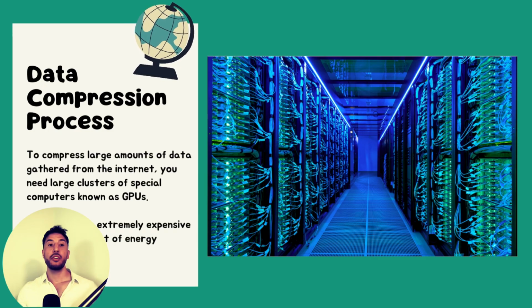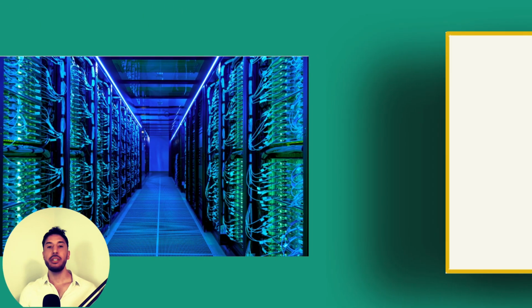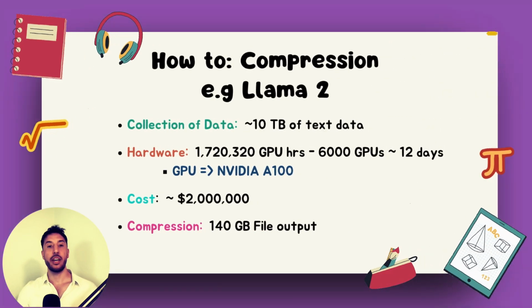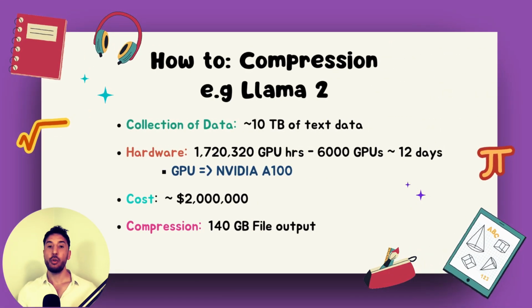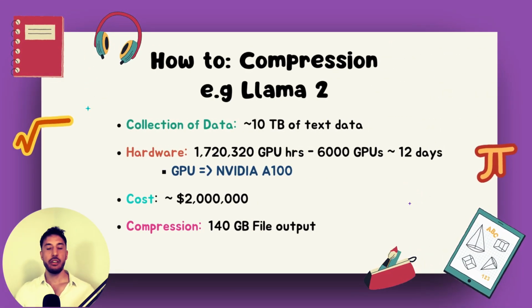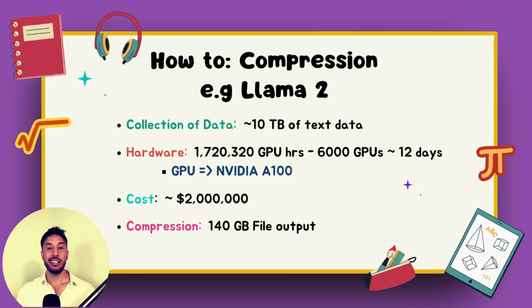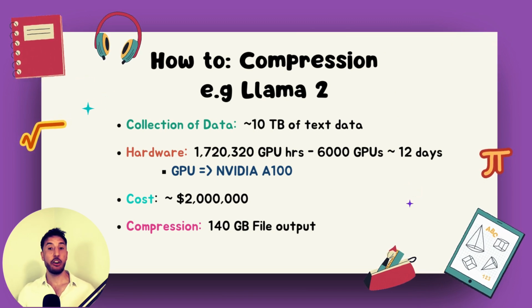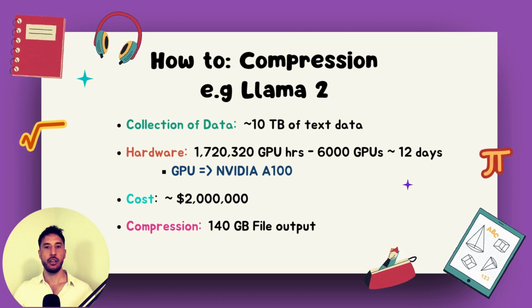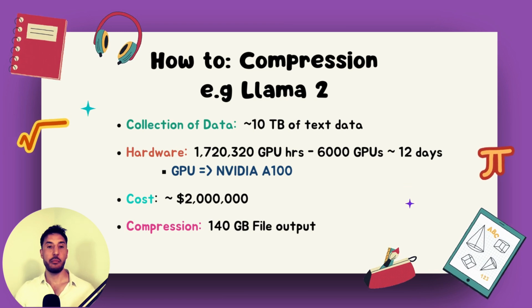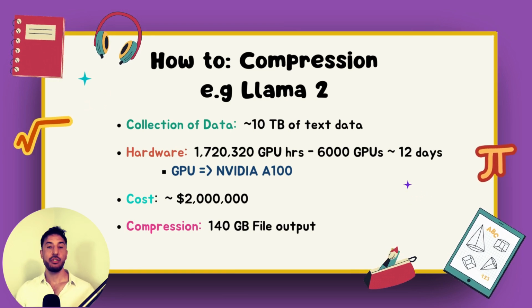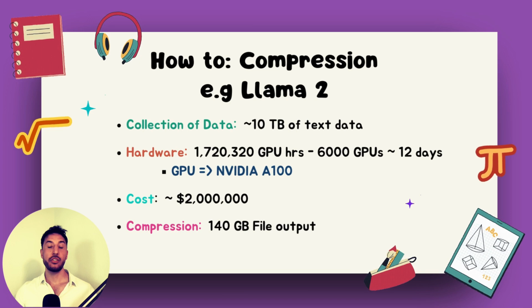So the process of compressing this data is extremely expensive and requires a lot of energy. Since Llama 270B is open source, Meta has actually shared these details on its training, revealing that it involves analyzing around 10 terabytes of text from various websites. So let's take a look at Llama 270B's numbers. They have collected 10 terabytes of text data.